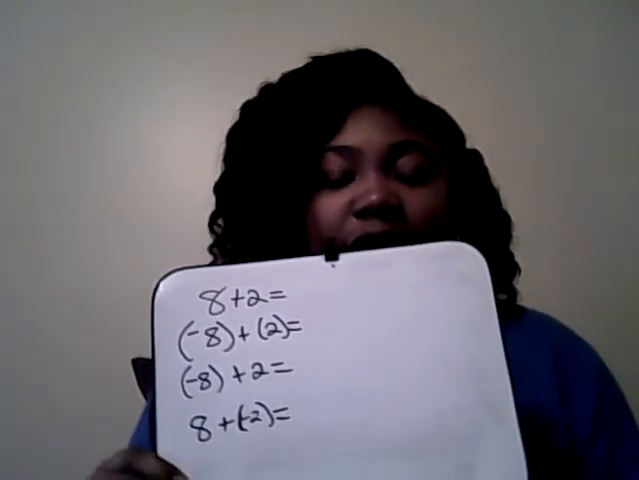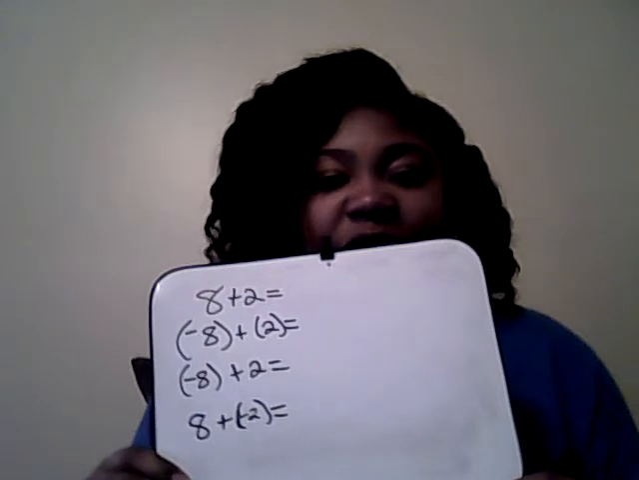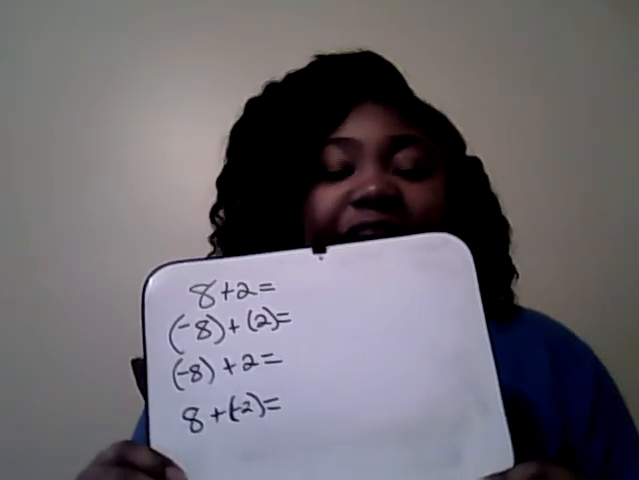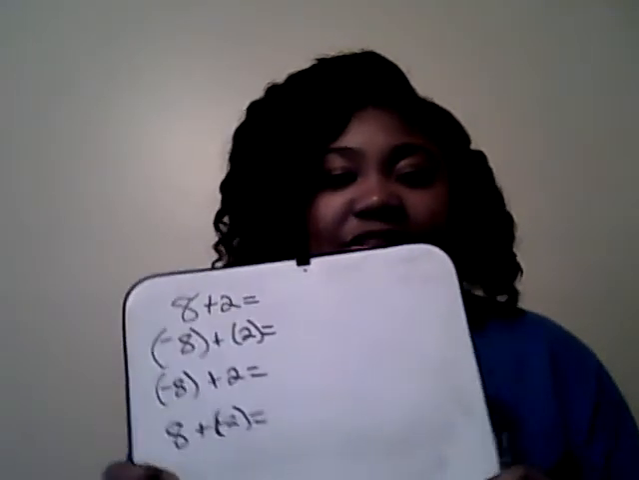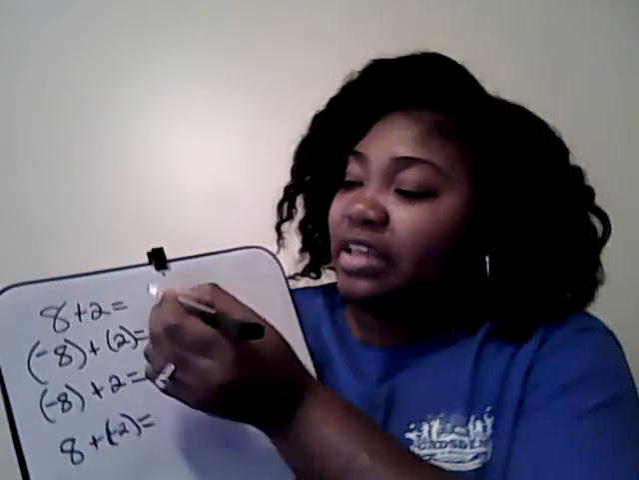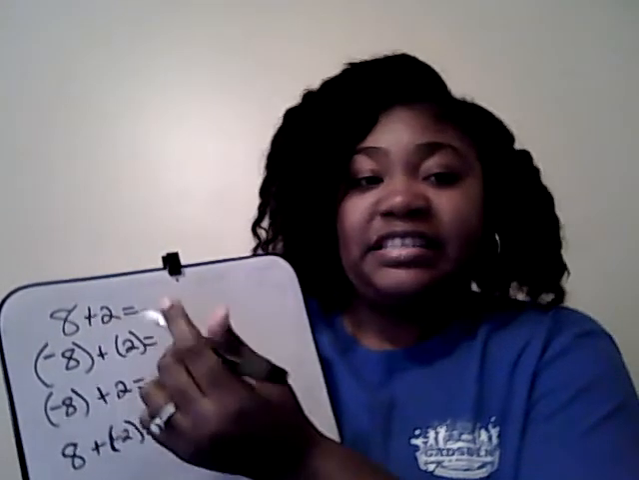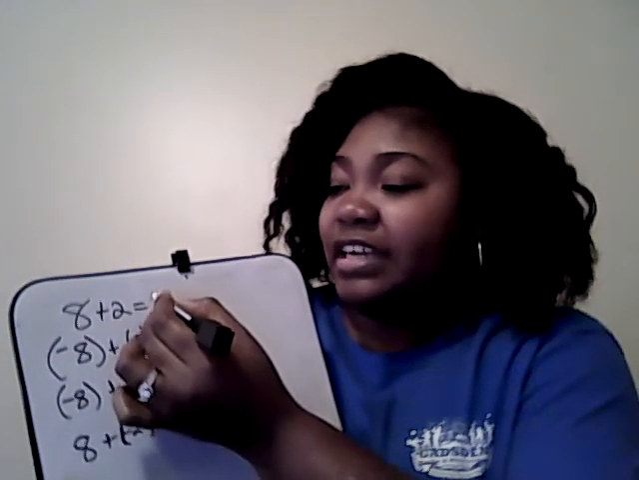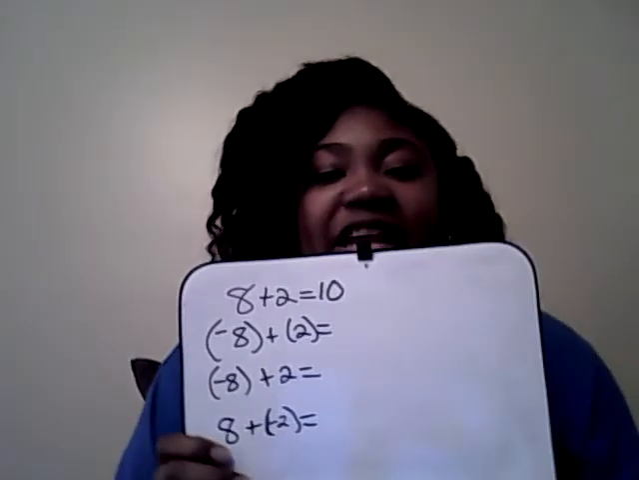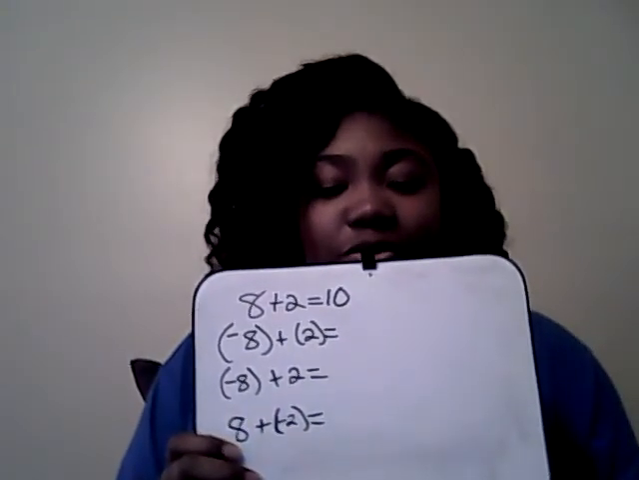Okay. So for the first number, we just have 8 plus 2. And 8 plus 2 is 10. Just add those two numbers together. So that's an integer. It just doesn't have the negative sign. Okay, so I'm gonna write 10. Let me turn it this way, make it a little bit easier. Okay. Next we have -8 plus 2.